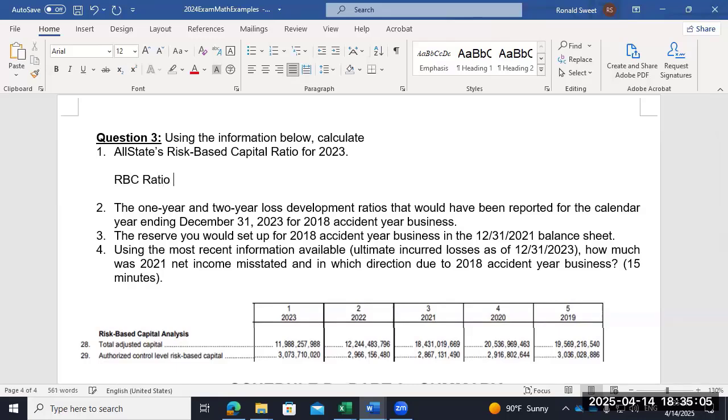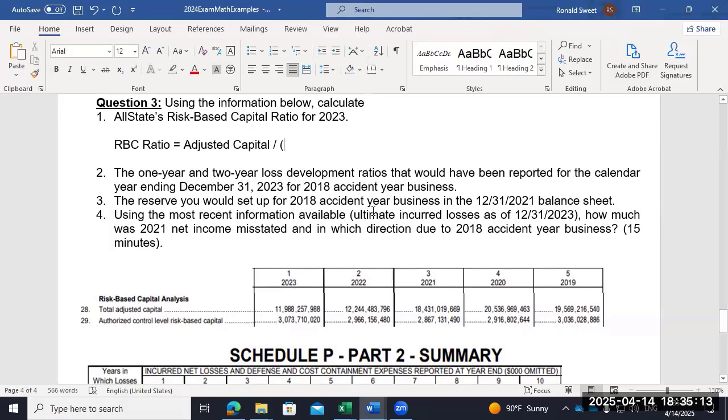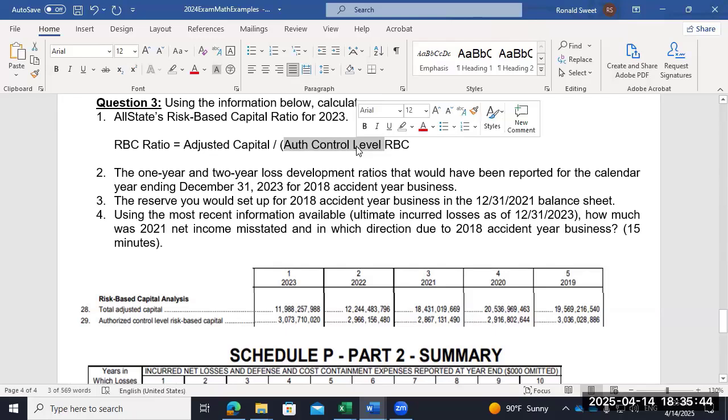RBC ratio equals adjusted capital divided by, and this is the real trick, this authorized controlled level is defined in the law as 50% of risk-based capital. And the law requires you to have twice that. It's a really bizarre law. We wrote them twice telling them, please change that. So you calculate risk-based capital, you take half of it. Half of it is called authorized controlled level, and you need to have twice that much capital.